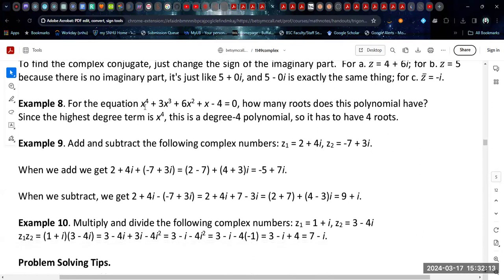For the equation x to the 4th plus 3x cubed plus 6x squared plus x minus 4, how many roots does this polynomial have? Since the highest term is degree 4, this is a 4th degree polynomial, so it has to have 4 roots. Now, this is either going to have 4 real roots, 2 complex roots and 2 real roots, or it could have 4 imaginary roots, but the roots will have to come in pairs.